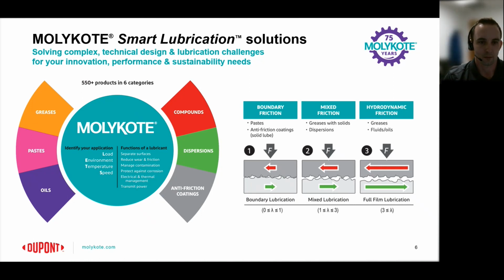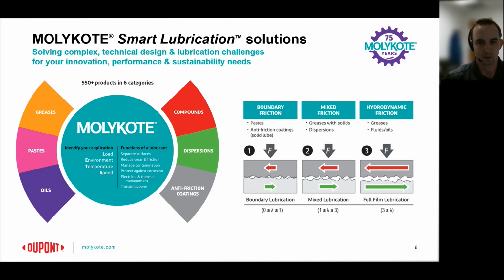On the right side, we have boundary friction, or the 3 friction regimes, starting with boundary friction. Boundary friction is where you have your high loads and slow speed applications. Maybe think of something like a press fit. This is the area where you'd use things like paste or anti-friction coating, something with a high number of solids to reduce wear.